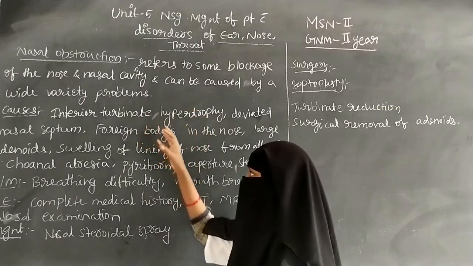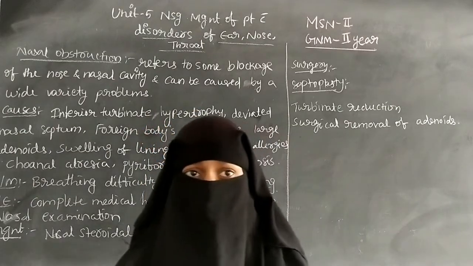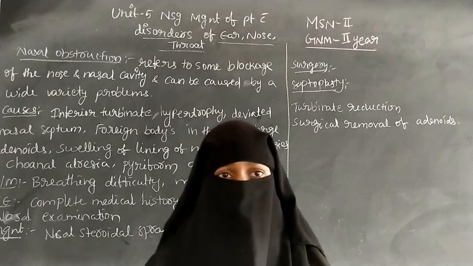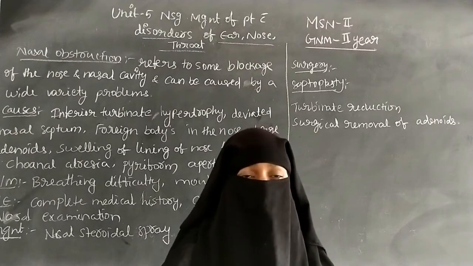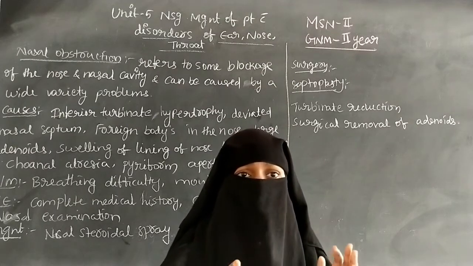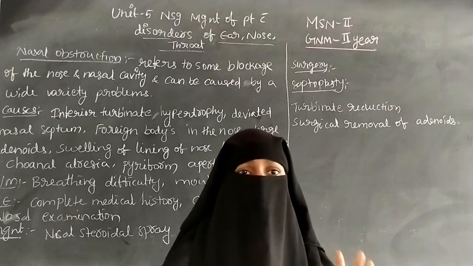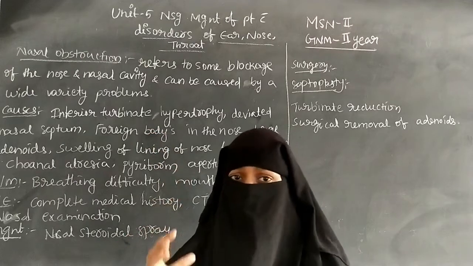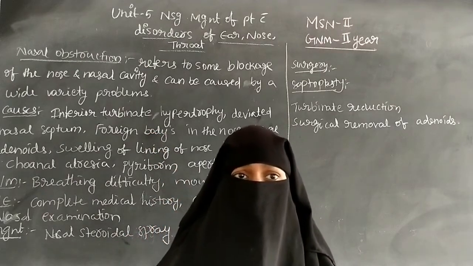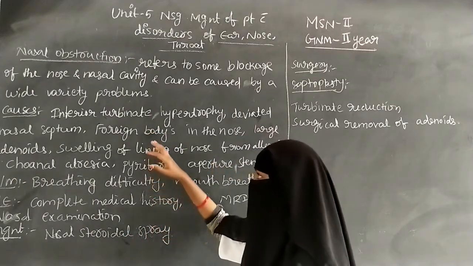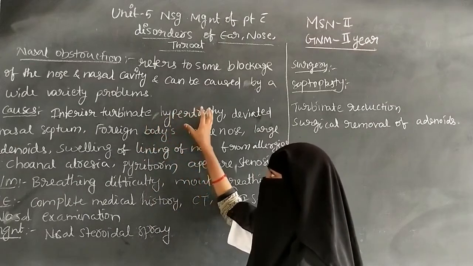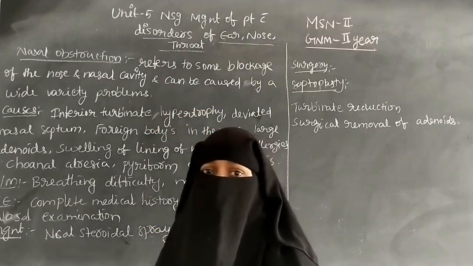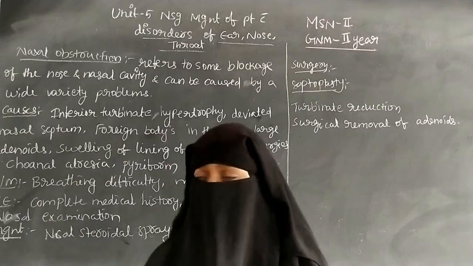So in inferior turbinate hypertrophy there is an improper position of the turbinate bones. The turbinate bones are situated in an abnormal position, and there is an enlargement or swelling of the mucosa of the nose. So inferior turbinate hypertrophy is also one of the causes of nasal obstruction.